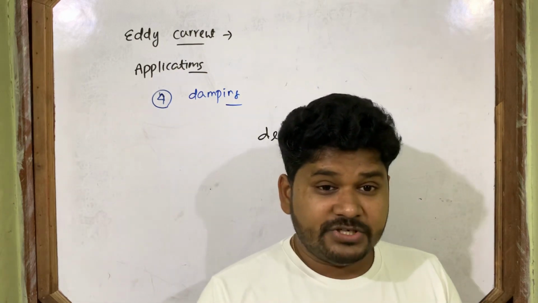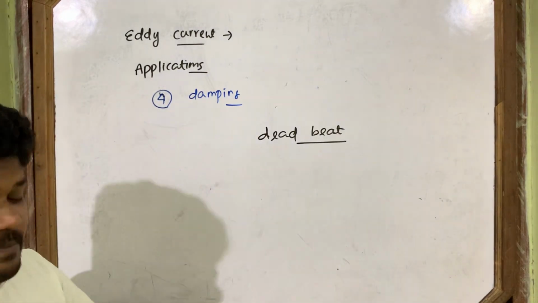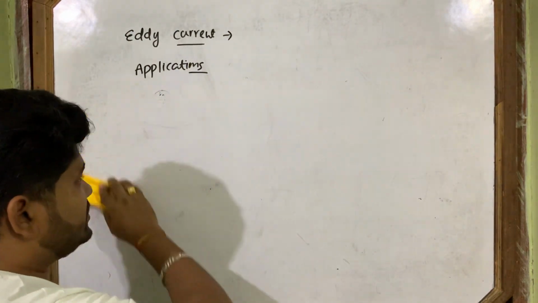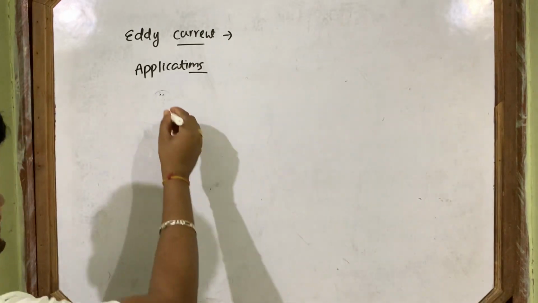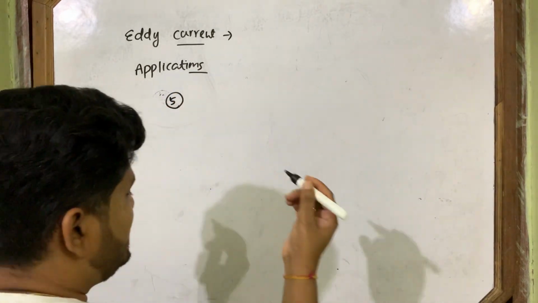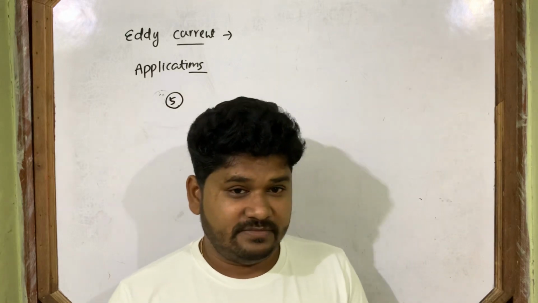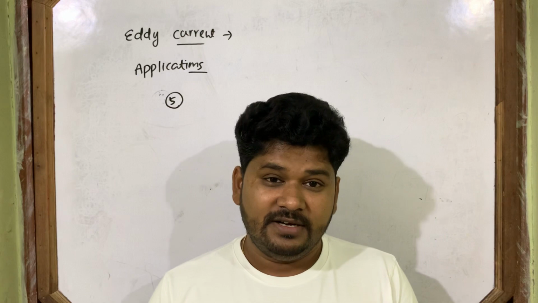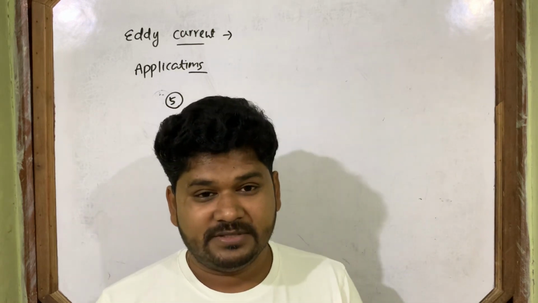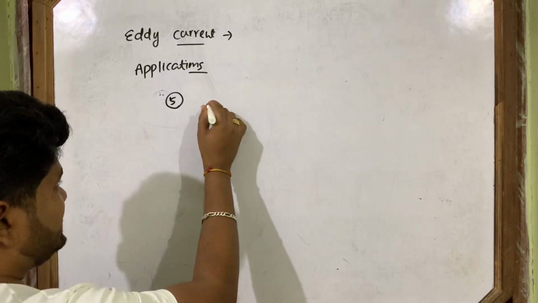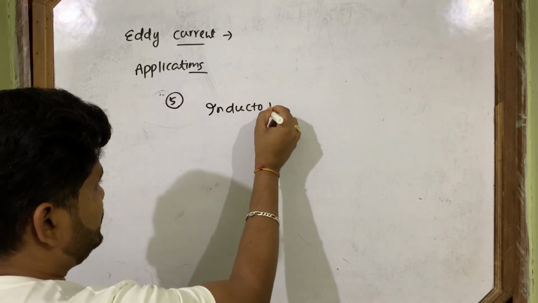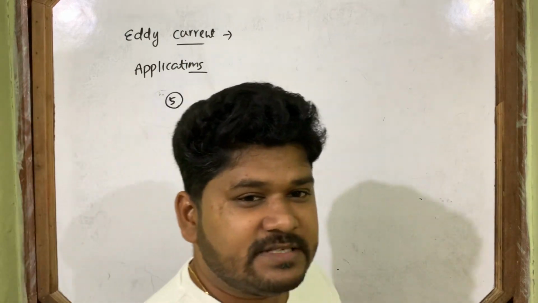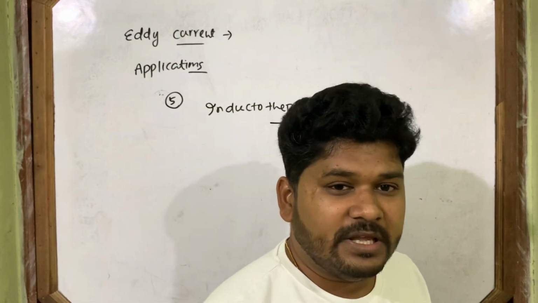So this is the function of the electromagnetic damping concept, the deadbeat type galvanometer. Eddy current also has a lot of applications. Another application I am telling you is in medical purposes. Now the question comes to your mind: is it used in medical purposes? Yes, it is also used in medical science. One branch there is called endoctothermy.